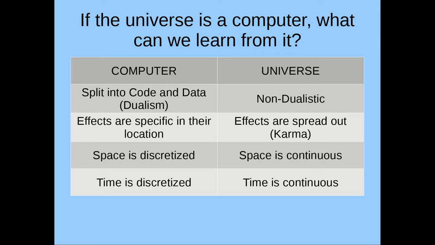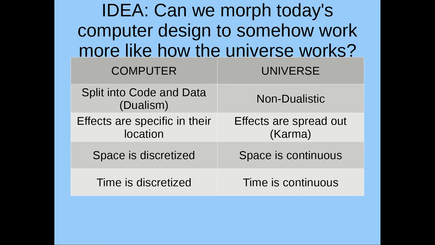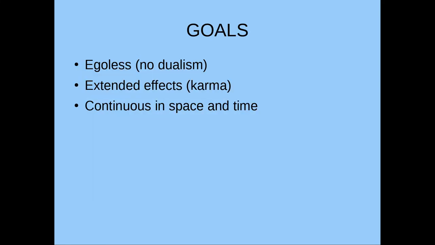So these are the four dimensions along which I began thinking. Our computers aren't very much like the universe. And so the idea was, could we somehow morph the design of the computer to take these aspects and make them look more like those aspects? So this is 2 years ago. This was a morning 10K run in the rain, and decided to explore this. So let's summarize the goals. We want the system to be egoless, okay? No dualisms. We want effects to be extended, that's karma, and we want continuity in space and time. Okay, so the system is called EEXIST, and it's just an acronym from some of those letters. So egoless, extended effect, continuous space time.